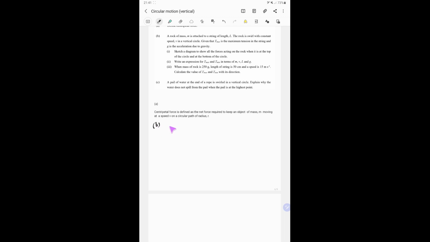First, you are given the length equals L, and the speed is v. The other info given is T max, also T min. The mass is m, and the gravitational acceleration is g. Then they ask you to find the T max and T min equations, isn't it?